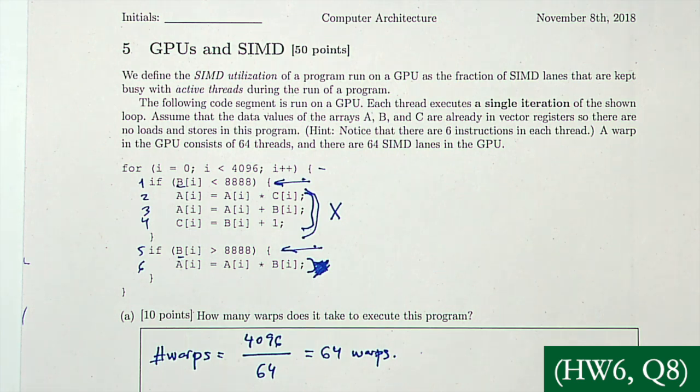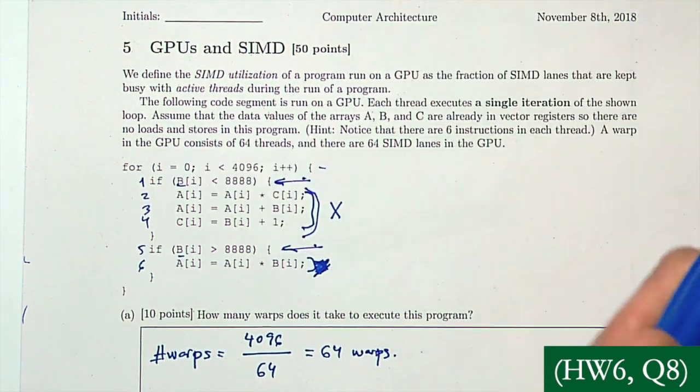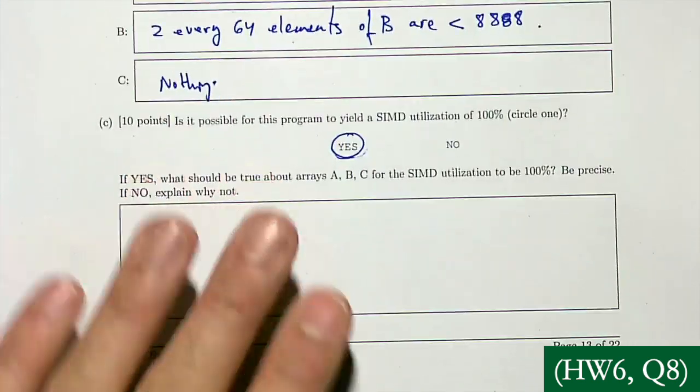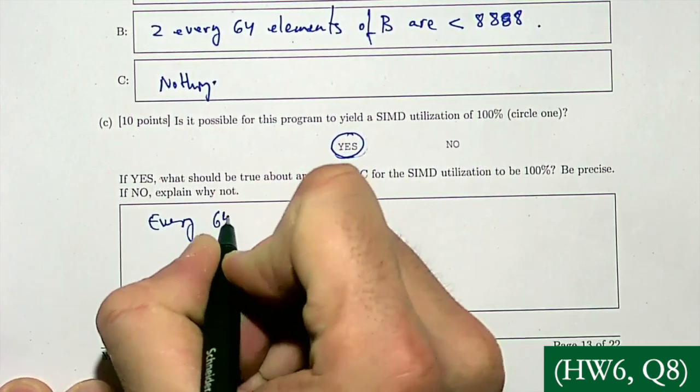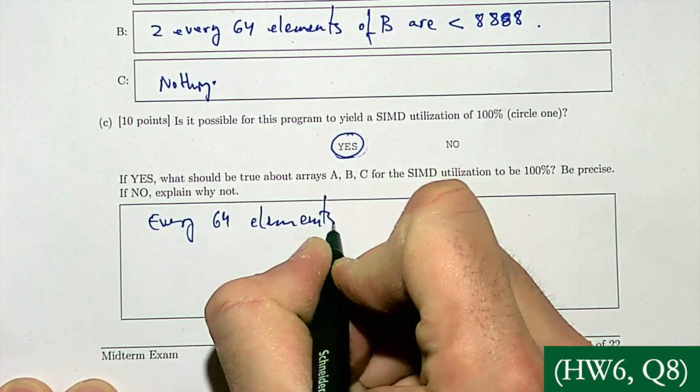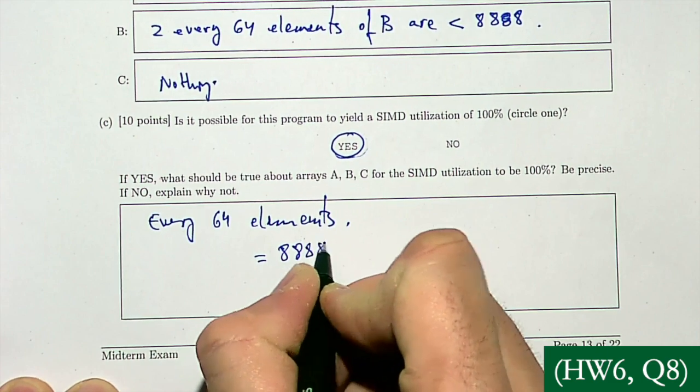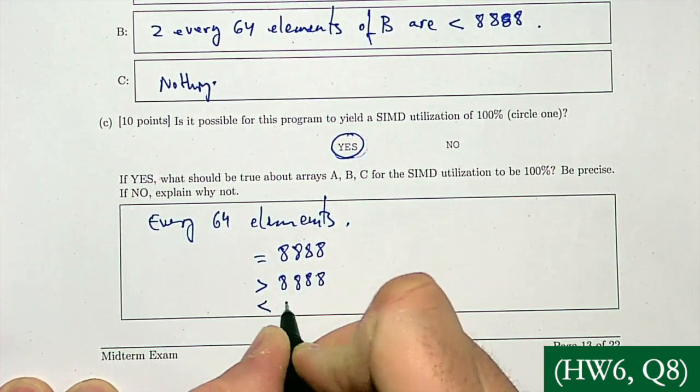Indeed. And the three possibilities are that every 64 elements of B are equal to 8,888, or are greater, or are lower than, right? Every 64 elements. So maybe the first 64 elements are equal to 8,888, and the next 64 are greater, and the next 64 are lower. Is that clear? Okay. Every 64 elements will be equal, or this, or that.